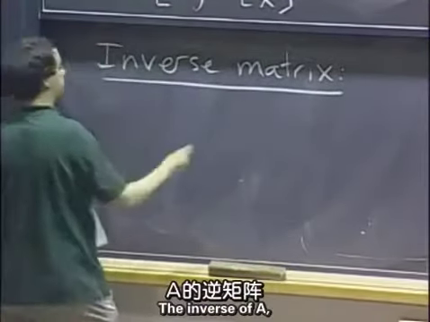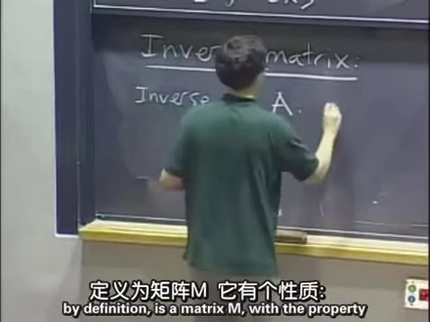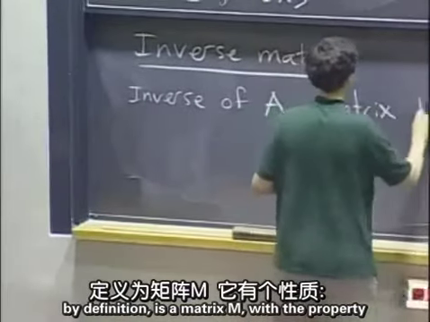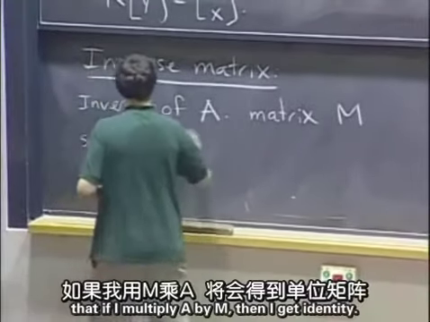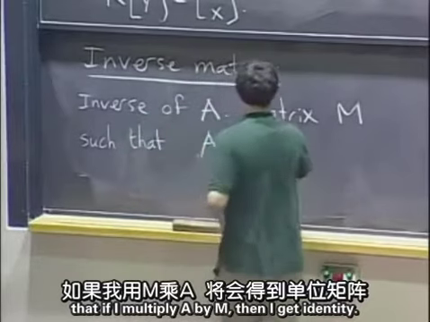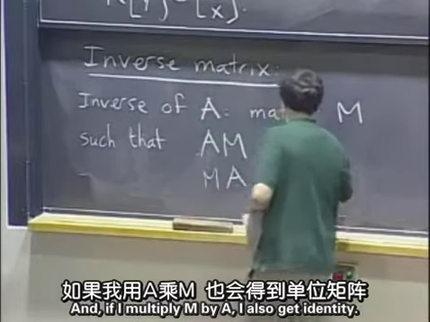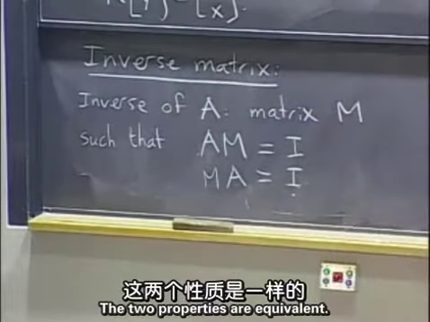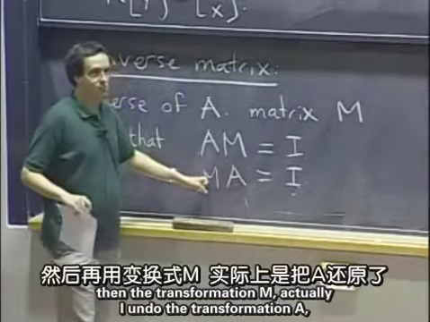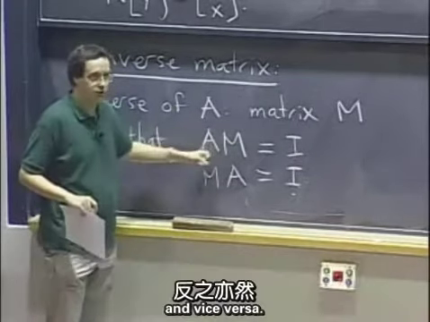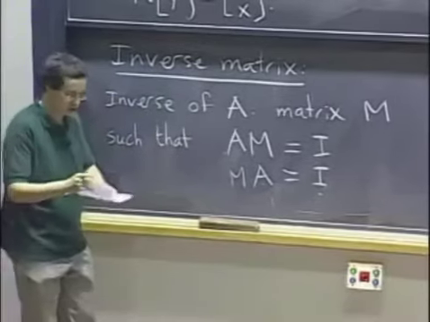So the inverse of A, by definition, is a matrix M with a property that if I multiply A by M, then I get identity, and if I multiply M by A, I also get identity. The two properties are equivalent. So that means, if I apply first the transformation A, then the transformation M, I undo the transformation A, and vice versa. These two transformations are the opposite of each other. Well, I should say the inverse of each other.